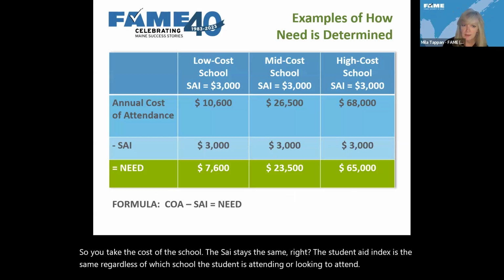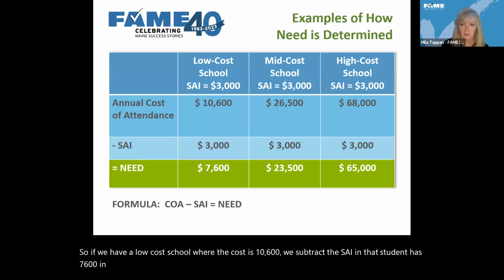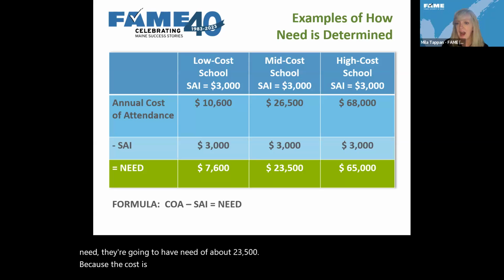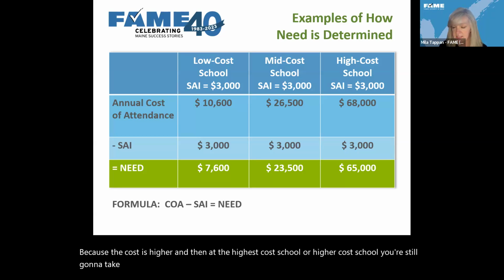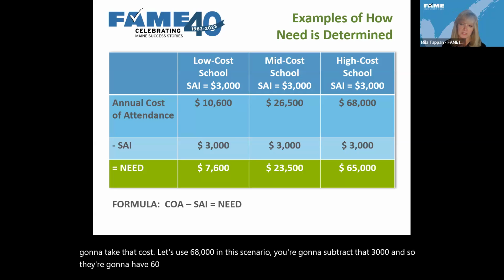So if we have a low-cost school where the cost is 10,600, we subtract the SAI and that student has 7,600 in need at that particular school. At the mid-cost school, they're going to have more need, about 23,500, because the cost is higher. And then at the higher cost school, you're still going to take that cost. Let's use 68,000 in this scenario. You're going to subtract that 3,000, and so they're going to have $65,000 in need.